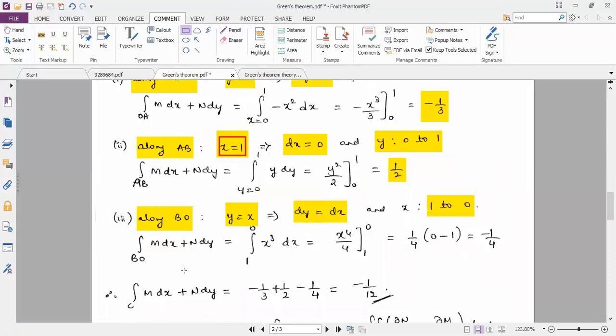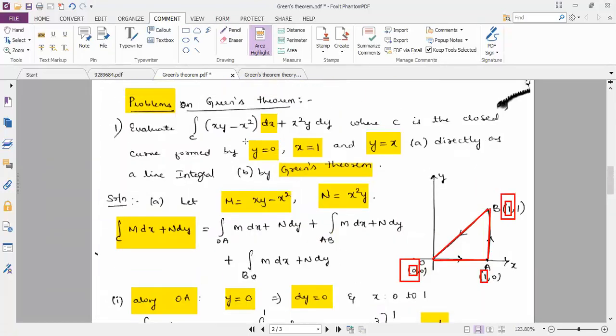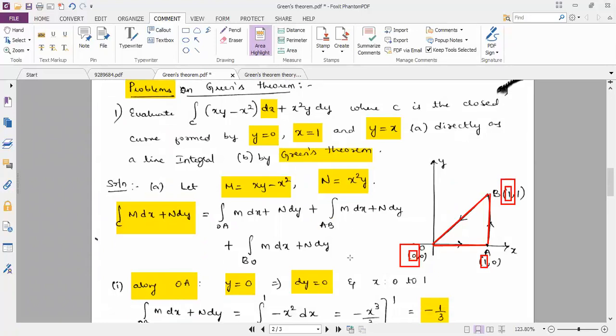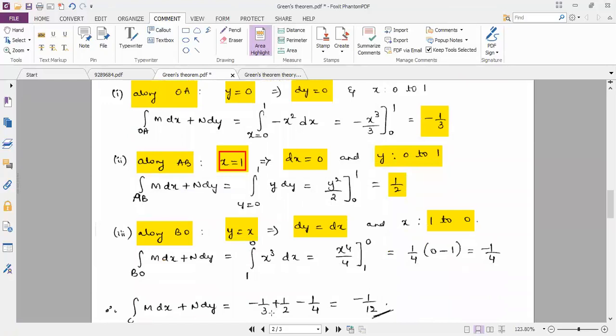Substituting under the integral limits, the integral over BO of m dx plus n dy is equal to, substituting y equal to x and dy equal to dx in the given integral, the integral of xy minus x square dx plus x square y dy becomes the integral from 1 to 0 of x cube dx. Integration of x cube is x power 4 divided by 4. We apply the limits between 1 to 0, upper limit minus lower limit, which gives the answer as minus 1 by 4.